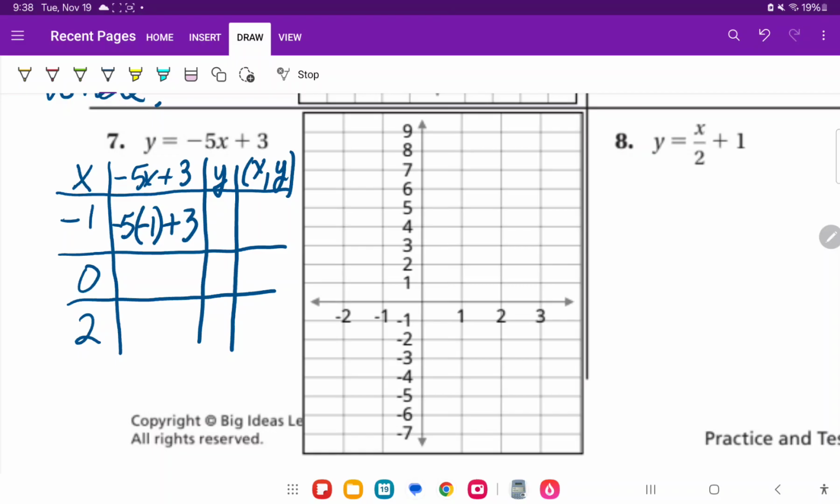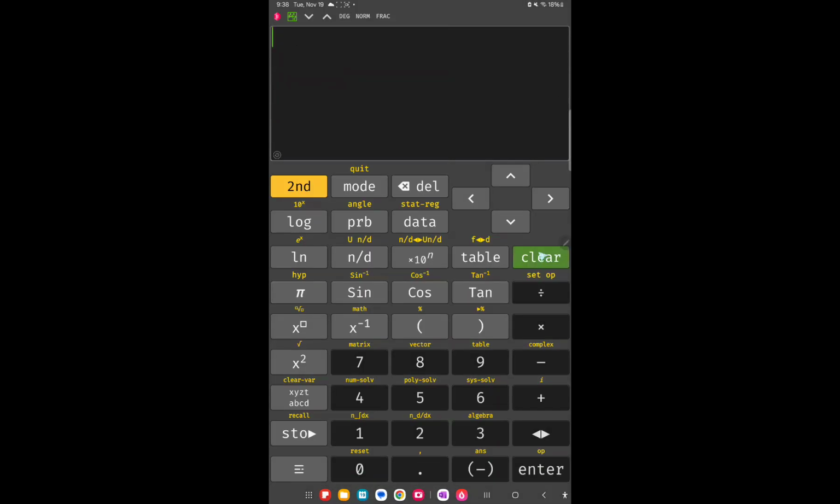Okay, so I would encourage you to practice using your calculator. So we're going to switch to our calculator. So we have, we're going to go use the negative at the bottom. Negative.